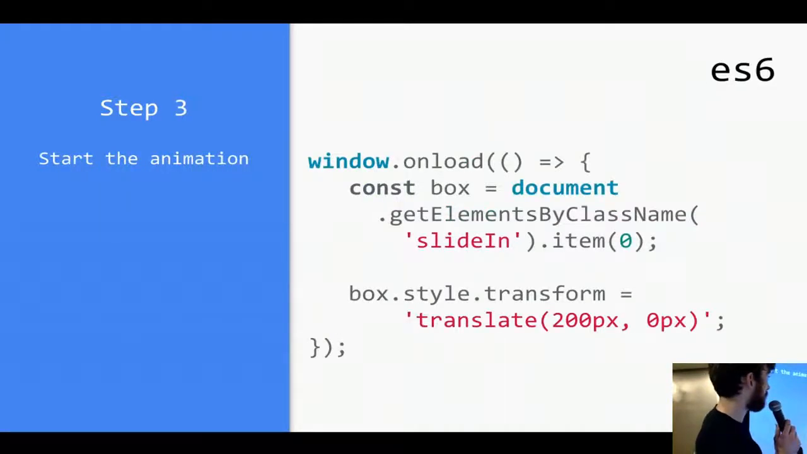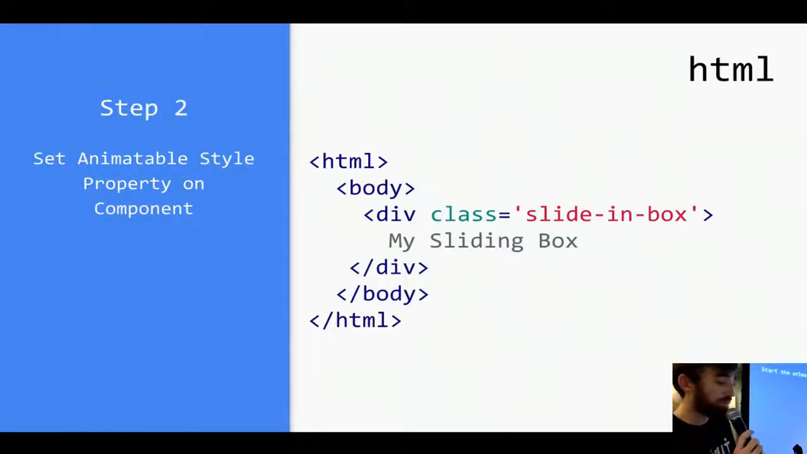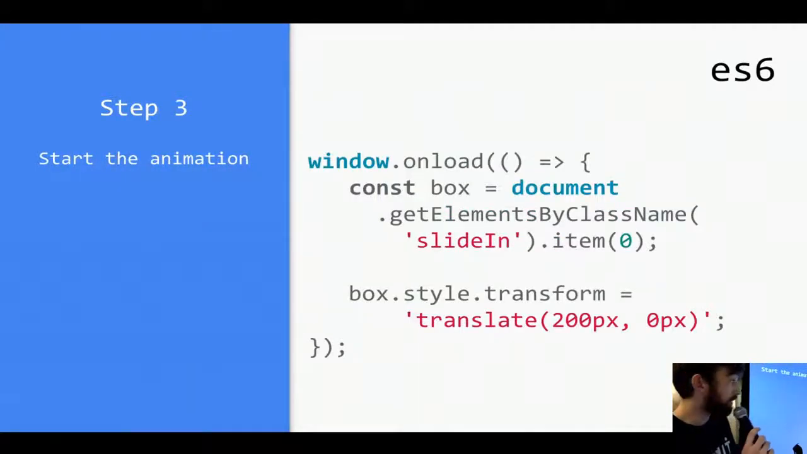So get the class name and then move its transform property to 200 in the X direction. So it's going to move it 200 pixels that way, and it's going to do it over 2 seconds. It's going to wait a second, and it's going to do it with the timing function of ease in. So that's a basic CSS animation. You can do most of this actually just in CSS, but to each their own.